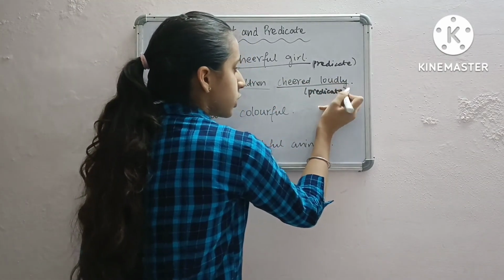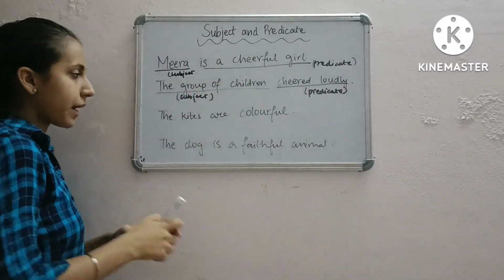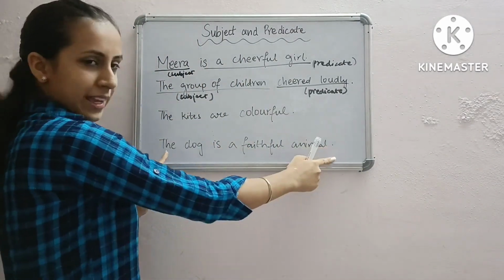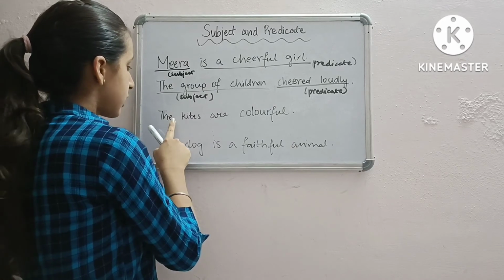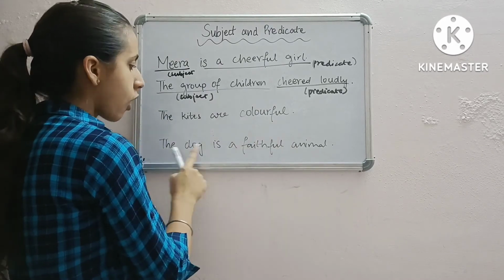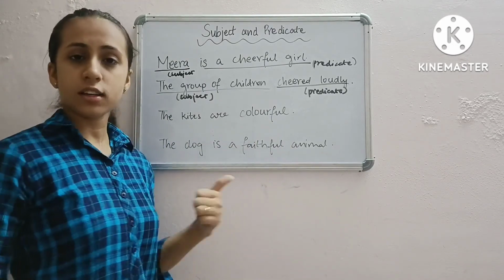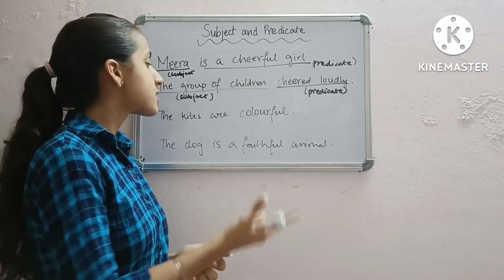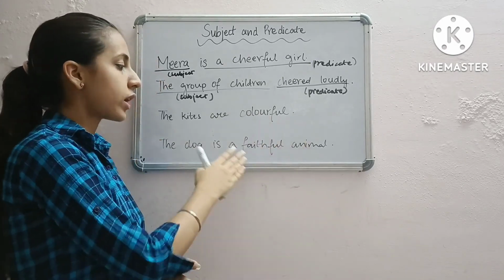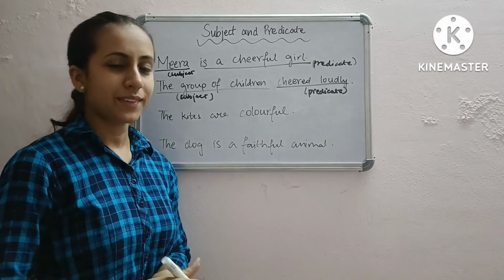Now for the next two, you need to note them down and tell me in the comments about the subject and predicate. The first one is the kites are colorful, and the second is the dog is a faithful animal. You can take a screenshot of this and tell me in the comments which is the subject and which is the predicate in both of them. Okay? Thank you.